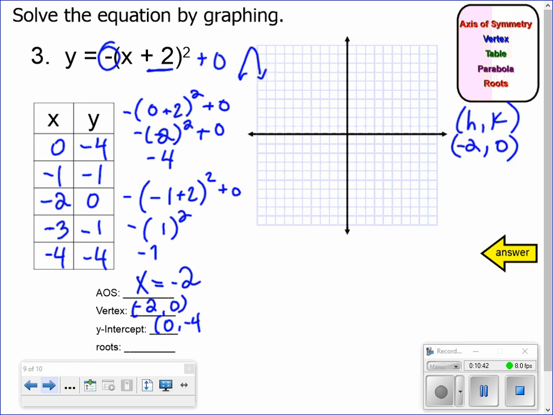And so we graph this one. We've got a point, again, at negative 2, 0. It should open down, so negative 3, negative 1. And then I've got negative 4, negative 4 and 0, negative 4. Graph this one. I see that where it crosses is on the vertex. This would be a double root. And my solution would be just one number, and that would be negative 2.